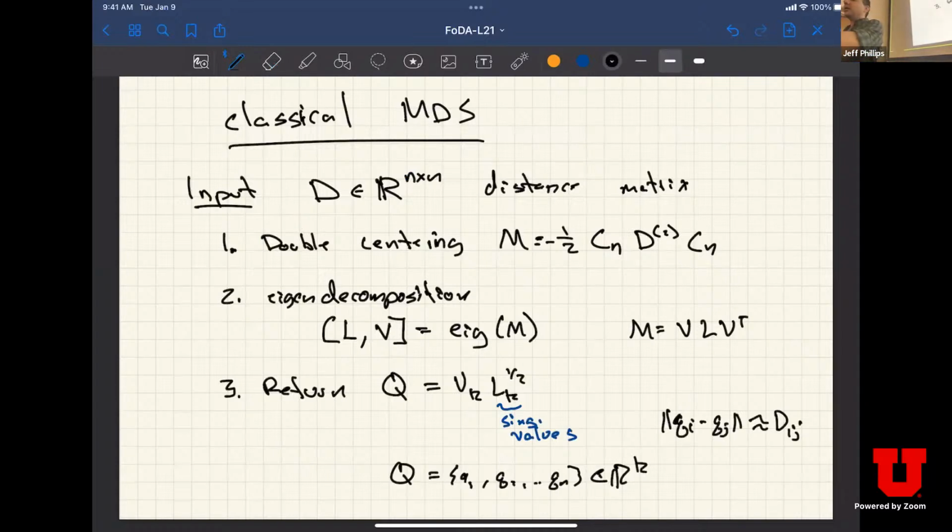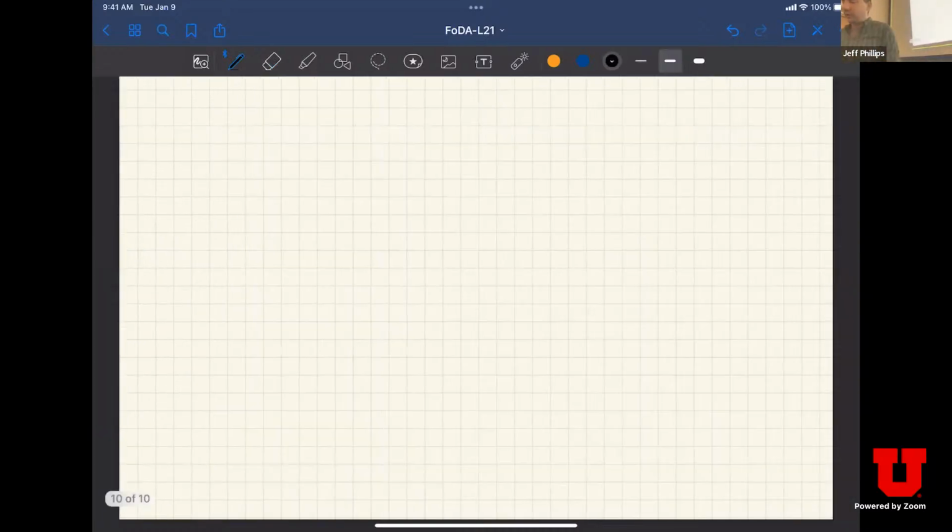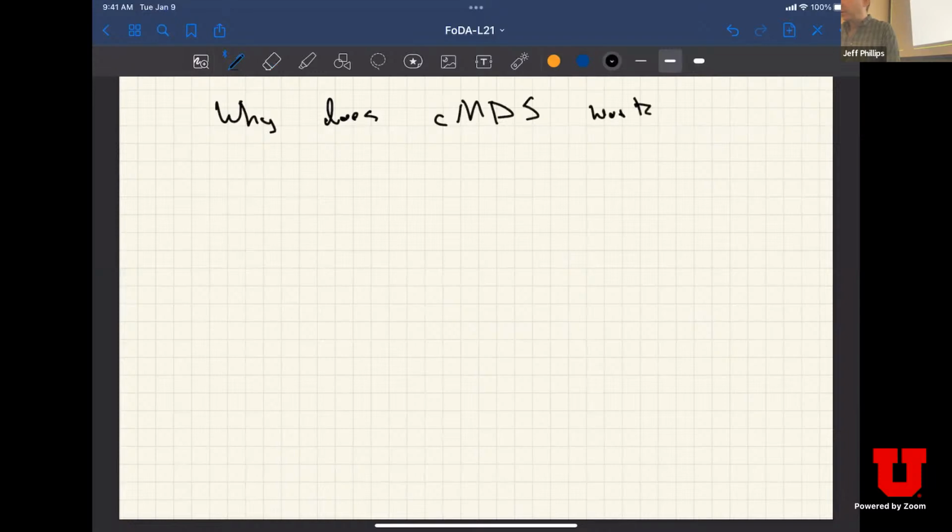Let me try to give some intuition of what's going on here, without exactly recovering the full algorithm. And then I'll tell you how to adapt that a little bit in order to get to this algorithm. Okay. So why does CMDS work?